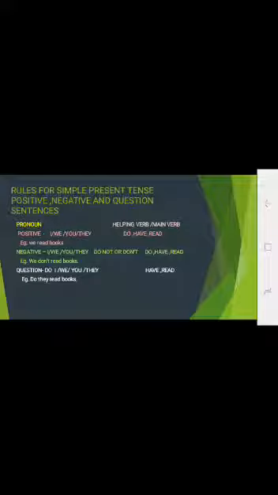And when we are framing a question, we bring the helping verb before the pronoun, that is do, I, we, you, they. Do I read? Do I have? Do we have? Do we read? Do you have? Do you read? And do they have? Do they read? For example, do they read books?